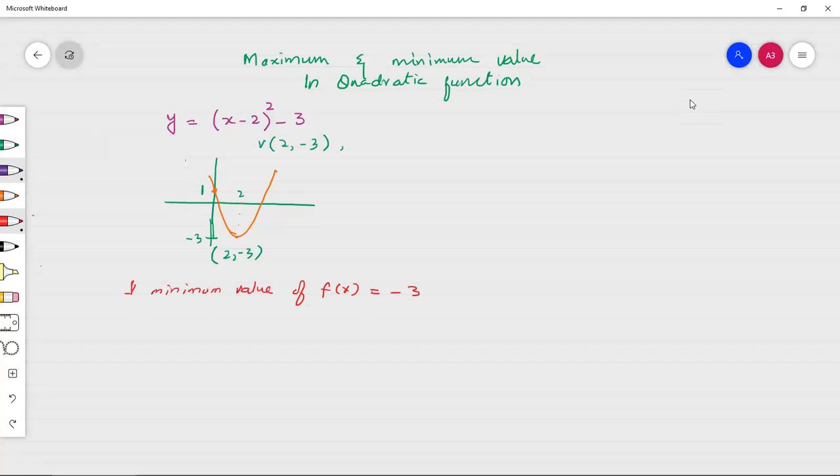And if he asks where this minimum value exists, or for which value of x this minimum value exists, then you have to answer that it exists at x is equal to 2. So I am repeating my words again. There are some sort of confusing questions. Sometimes he asks where this minimum value exists. If he asks where, then you have to answer the value of x, that x is equal to 2.